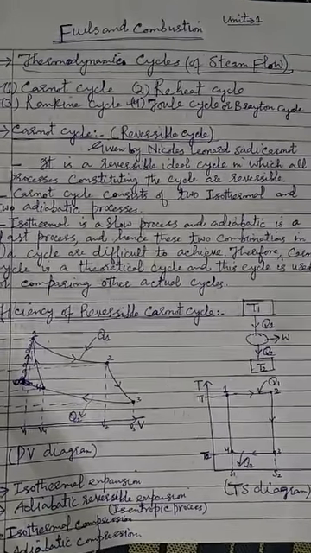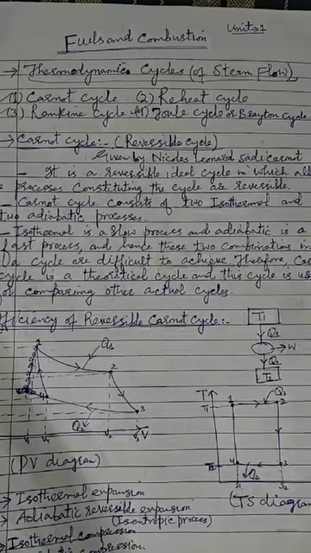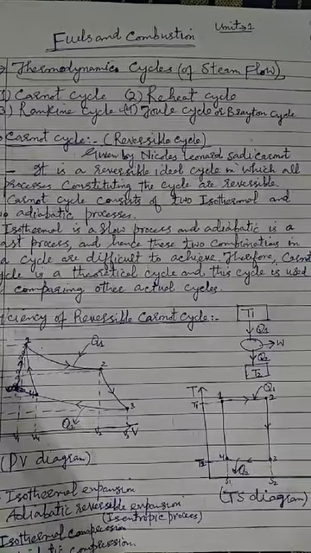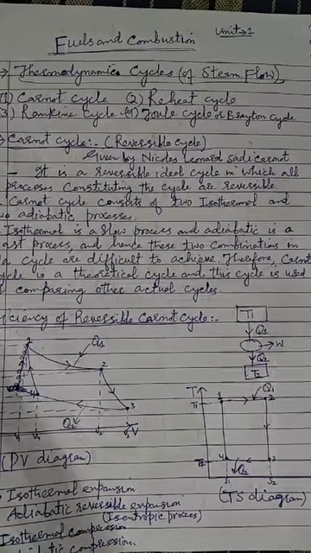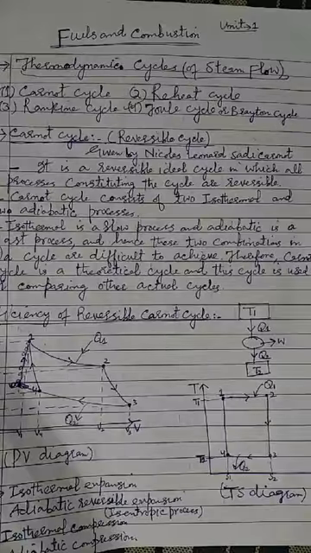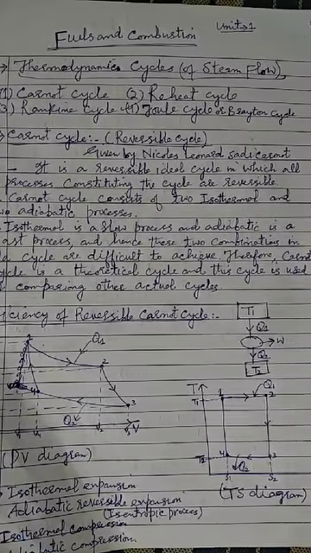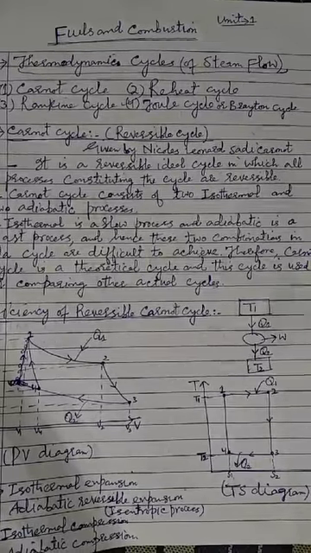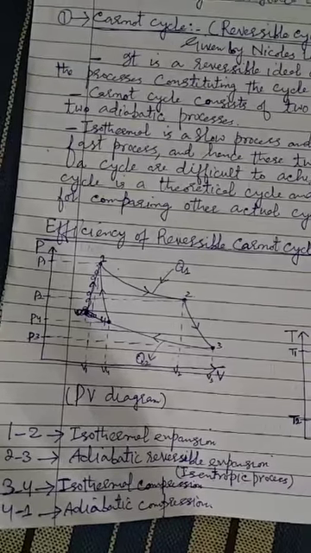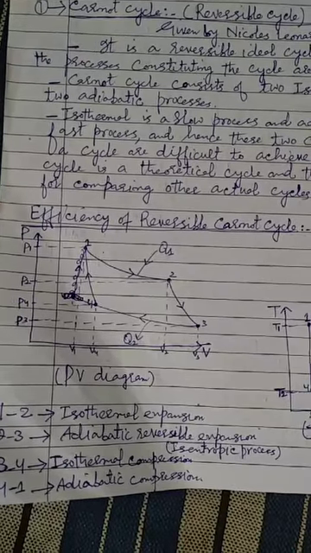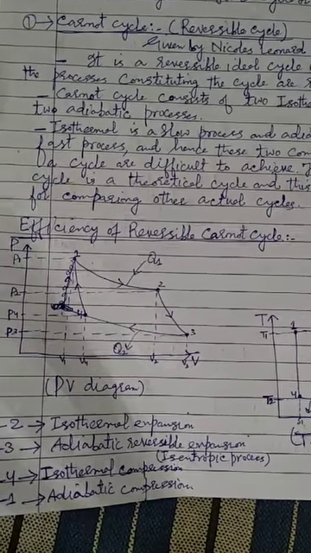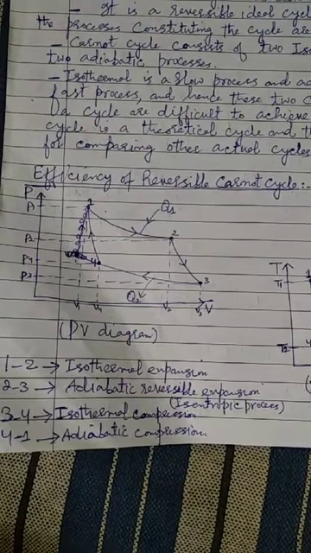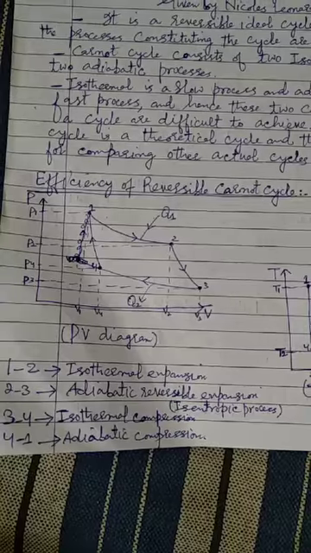So we will first discuss what the Carnot cycle is. It is also called a reversible ideal cycle, and it is given by Nicolas Leonard Sadi Carnot, so it is named after that scientist. It is called an ideal and theoretical cycle because it is not possible practically. The four processes occurring in the Carnot cycle, as you can see from the PV diagram, are supposed to be reversible, but practically no process is reversible. That is why we call it an ideal cycle.